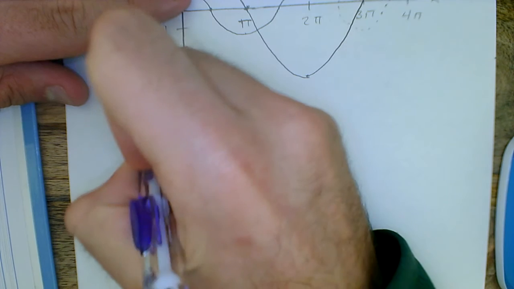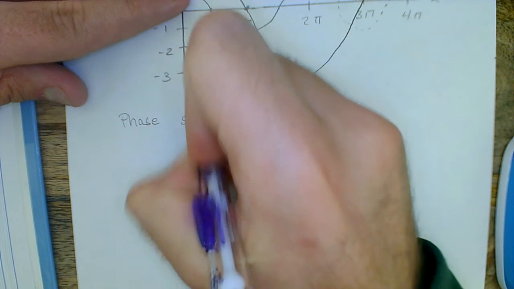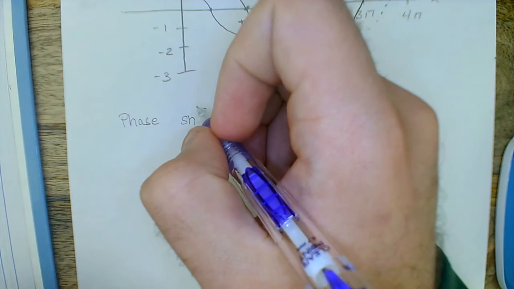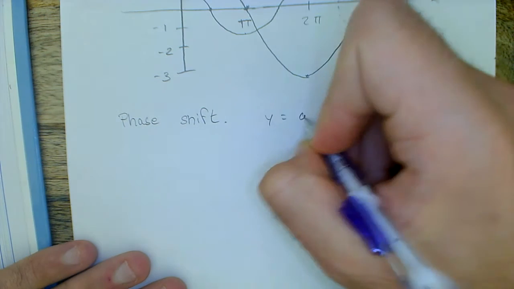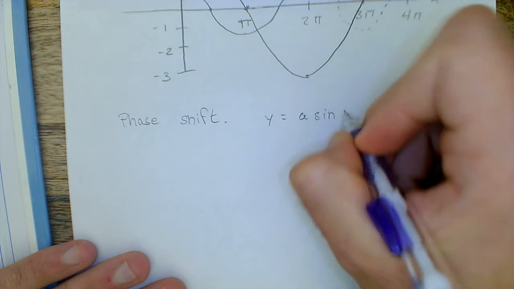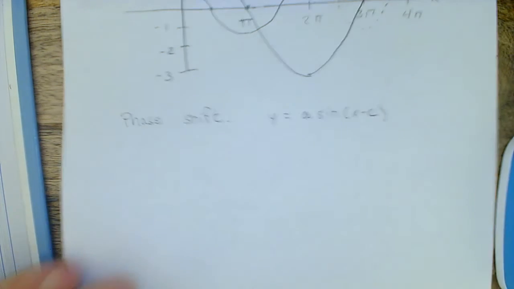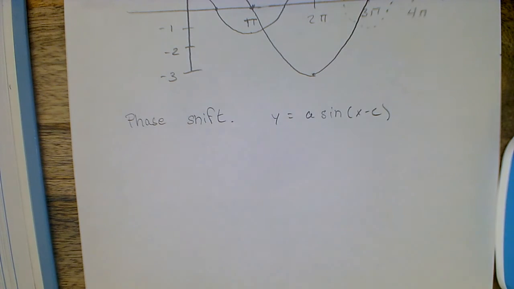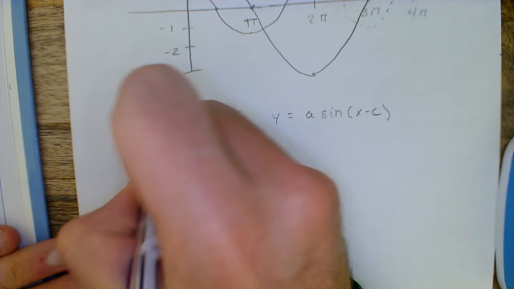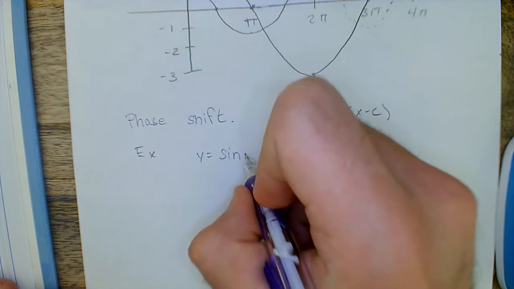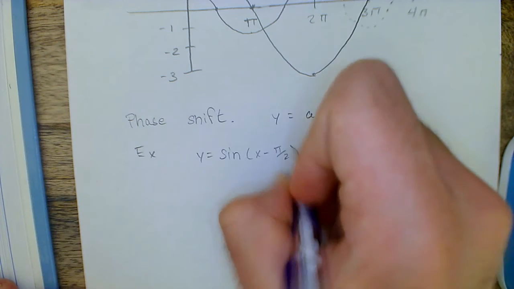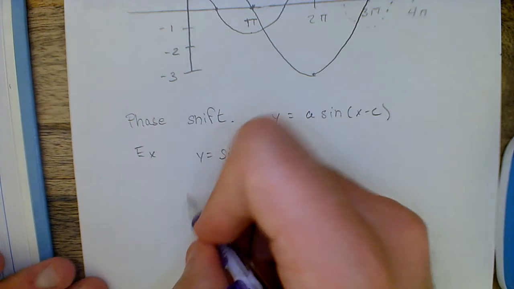So this is called a phase shift. Okay, so this is where the phase shift comes from: y equals a times sine of x minus c. So remember, let's just, as an example, graph y equals sine of x minus pi over 2.